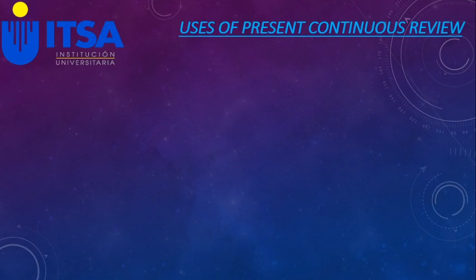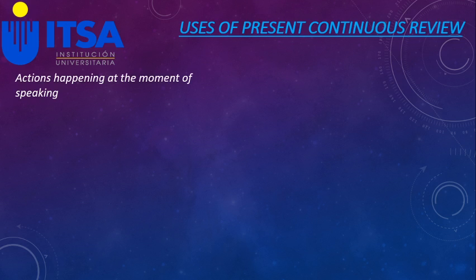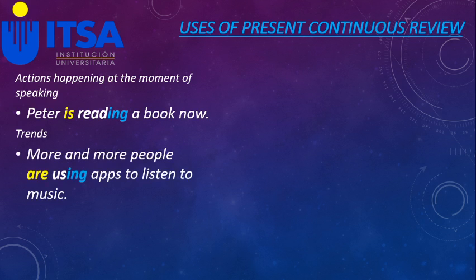First, let's review how to use the present continuous. Remember, we use the present continuous to talk about actions happening at the moment of speaking. For example, Peter is reading a book now. Remember, now, because it's happening just at this moment. We also use present continuous for trends, tendencias. So, more and more people are using apps to listen to music. Yes, this is a trend. Now, people are using different streaming sections or apps in order to explain or attend classes or show videos, whatever.